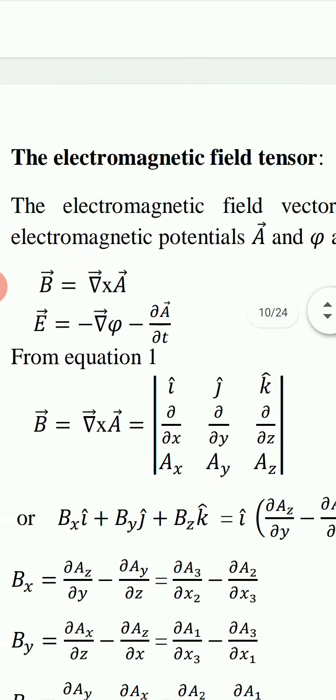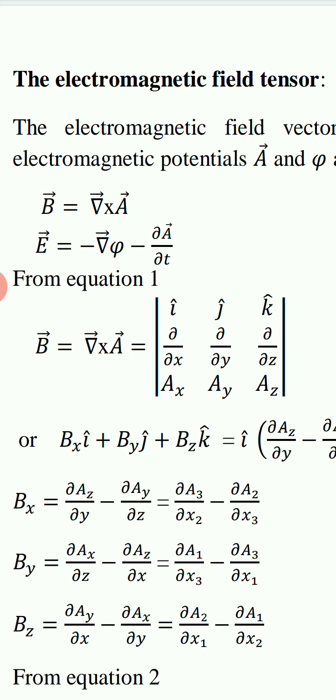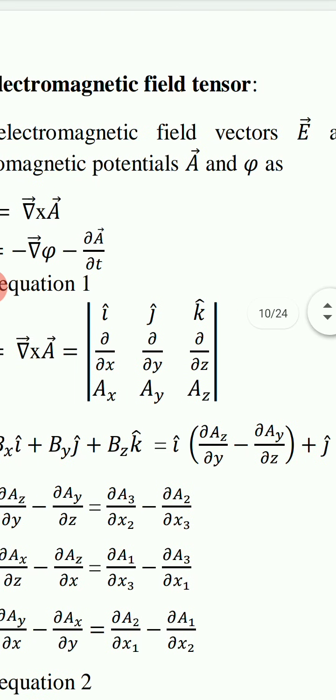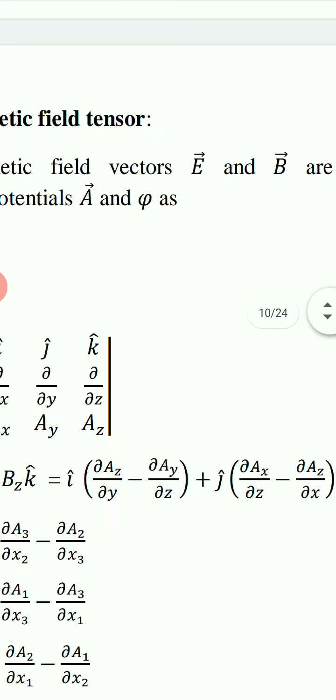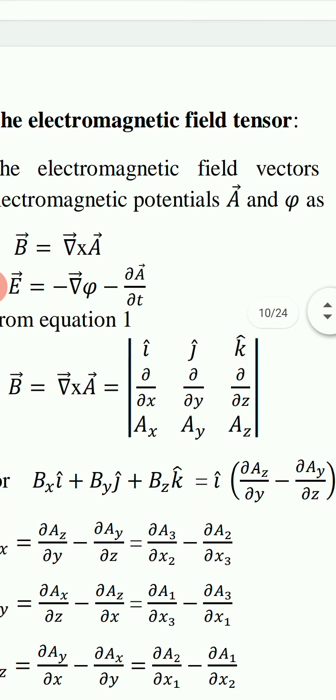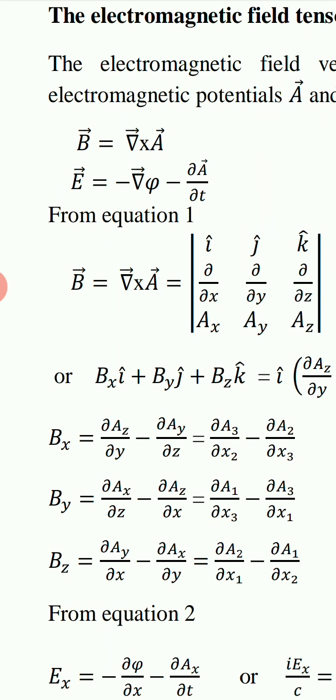Next topic is the electromagnetic field tensor. The electromagnetic field vectors, E vector and B vector, electric field E and magnetic field B, are written in terms of electromagnetic potentials A and phi. Electric field vector E and magnetic field vector B are related to A vector and phi by these two equations: B equal to del cross A and E equal to minus del phi minus delta A upon delta t.